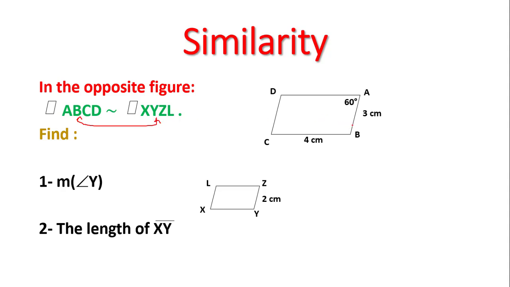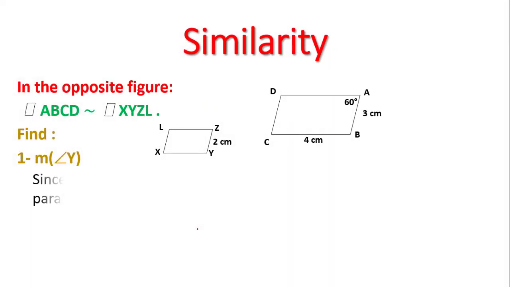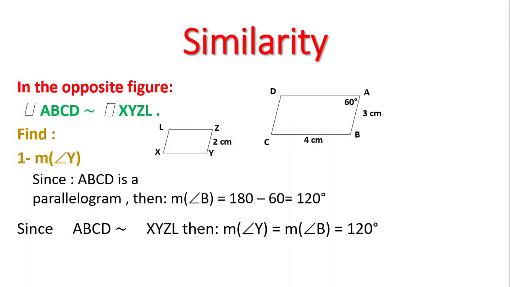This is a parallelogram, so each two consecutive angles are supplementary. If this angle is 60, then this angle is 120, which is 180 minus 60. What about the length of XY? I write the proportional sides to get the length of XY. So the measure of angle B, which is the same as the measure of angle Y, equals 120.